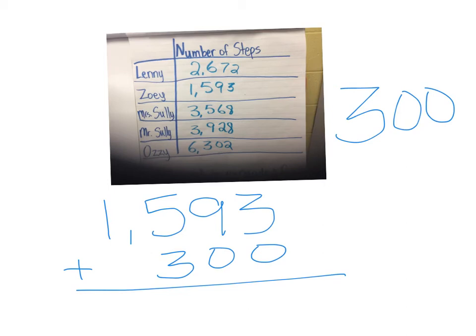Okay, we should have taken 1,593, which was how many steps Zoe walked, and added 300 more steps to her total. And what we come up with is 1,893. 1,893 was the correct answer.